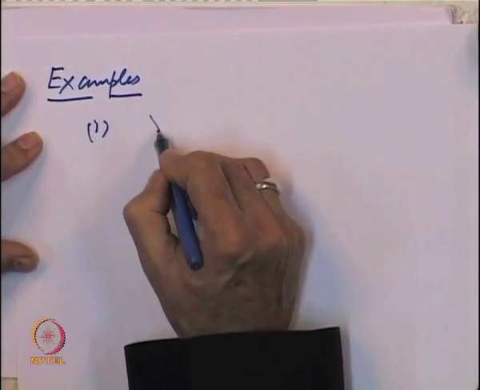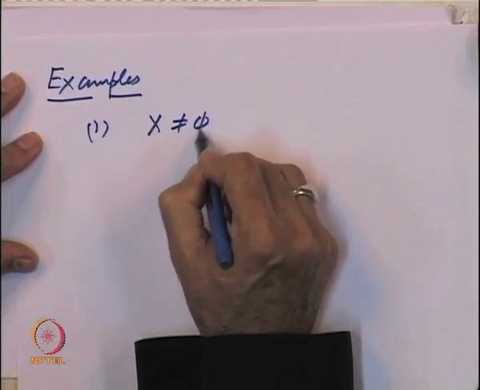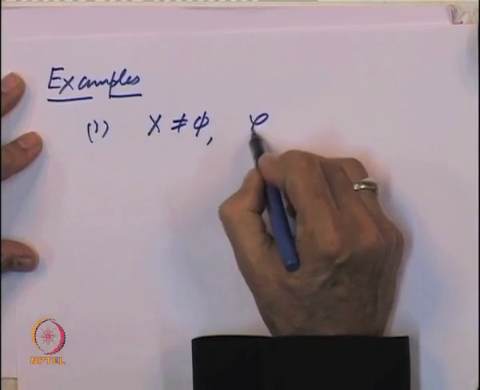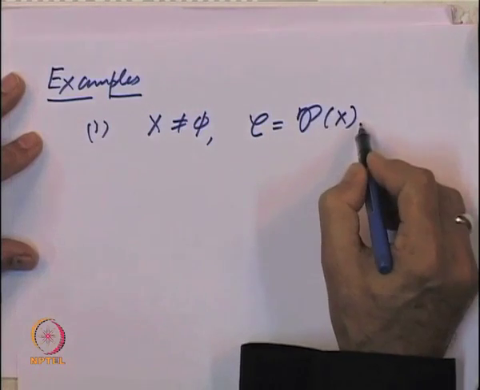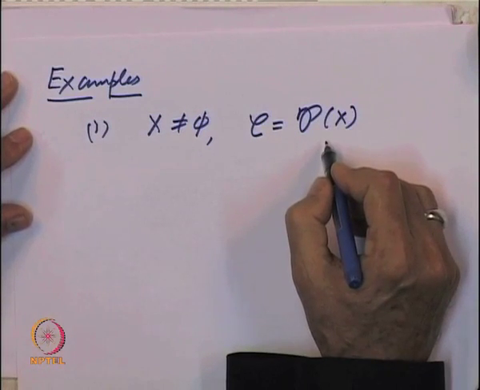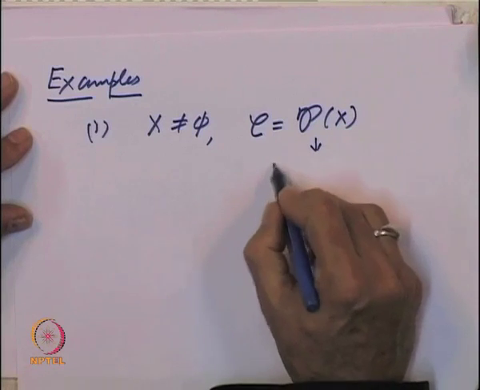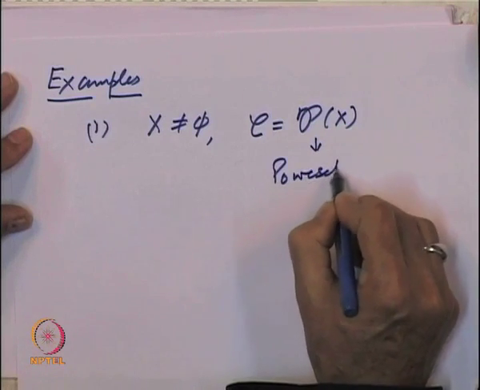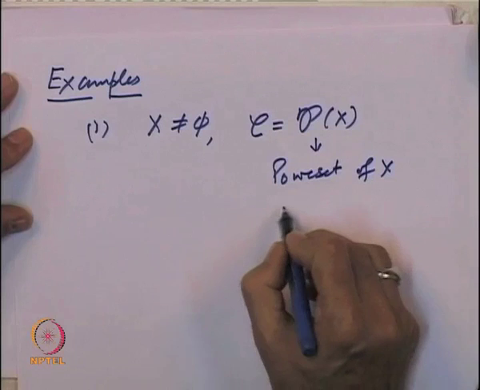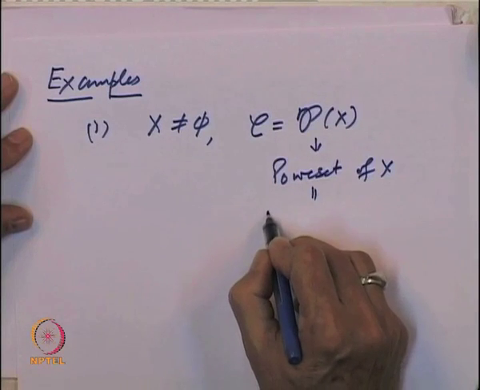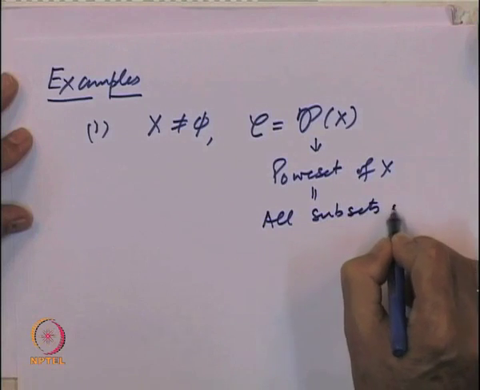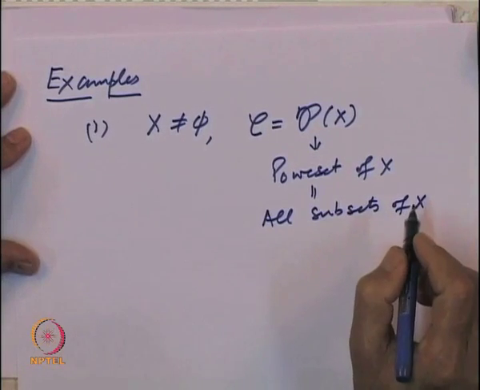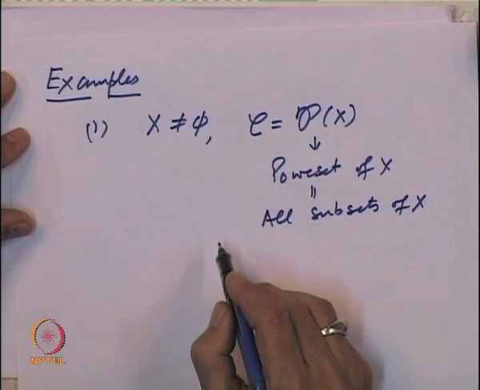So, let us take X any non-empty set. Let us take the collection C to be equal to all subsets of X. So, P of X, what is P of X? That is the power set of X. Normally this is called the power set of X, which is the same as all subsets of X. So, C is the collection of all subsets of X.